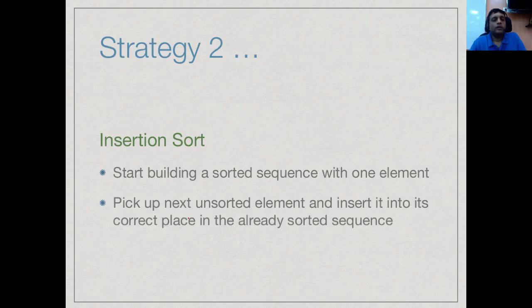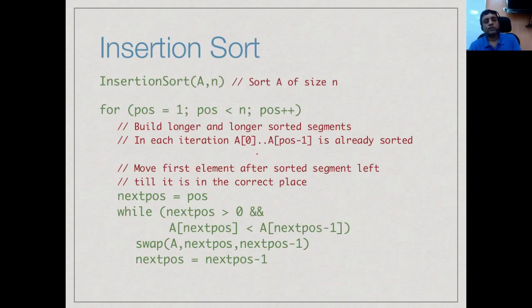So we start by building a sorted sequence with one element. This is called insertion sort. We insert each unsorted element into the correct place in the already sorted sequence. It's because of this insertion step, that every element is inserted into its correct place, that this is called insertion sort. So this is a very straightforward iterative implementation again.